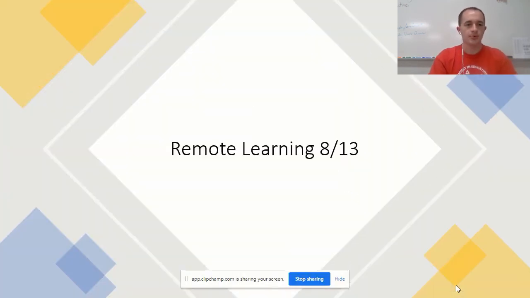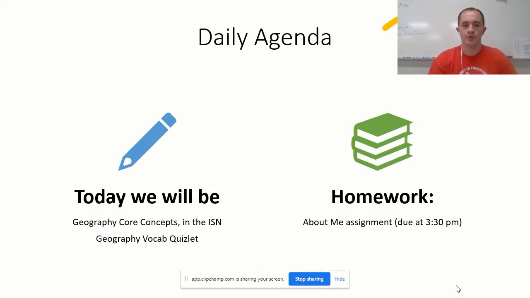This is Mr. Morgan for 7th grade Social Studies Remote Learning 813. Today we will be going over the geography core concepts, which we'll be adding to the ISN, and then we will be doing a geography vocab Quizlet. The homework for today is the About Me assignment from yesterday, which is due today at 3:30 p.m.